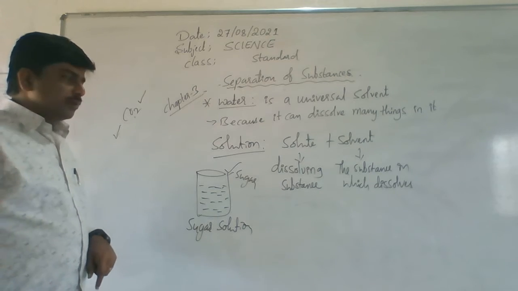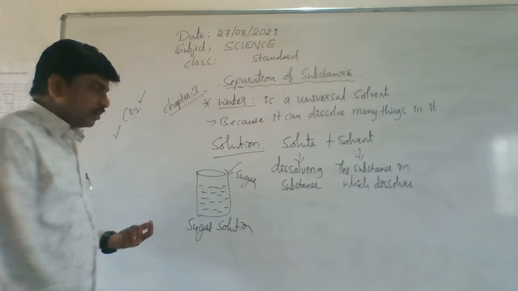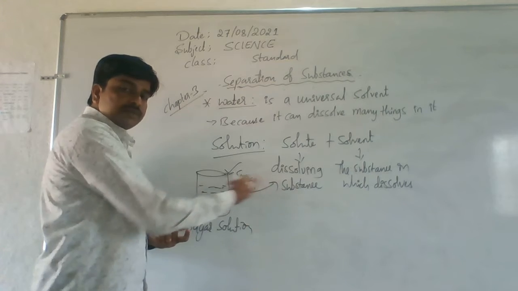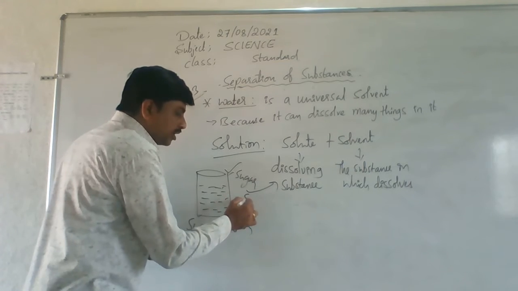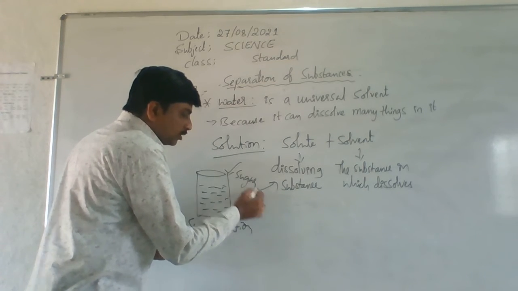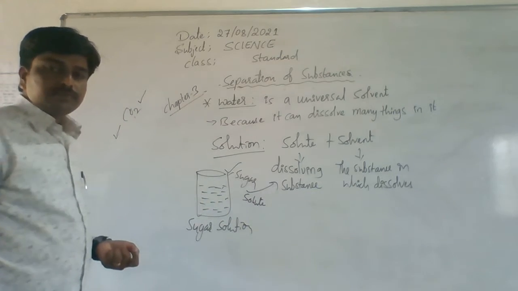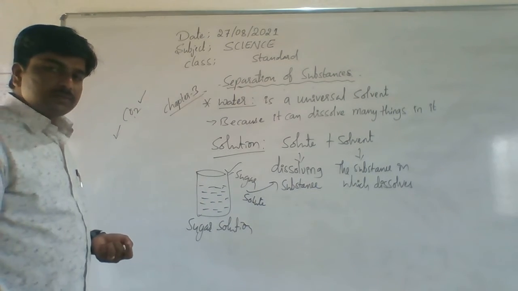Yes, very easy. Here the dissolving substance is what, sir? Sugar. The dissolving substance is sugar. Hence sugar is a solute. Sugar is a solute in this solution. And which one is the solvent, sir?